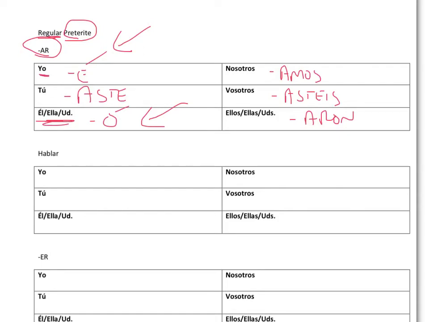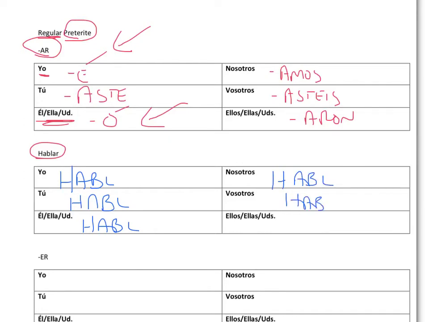So let's take a look at the verb hablar. So we're going to say yo. First let's take off the AR, let's take off the ending, and then add our new endings. Habl, habl, and now I'm going to add. So yo hablé, which would translate to I spoke. Not I speak, I spoke.